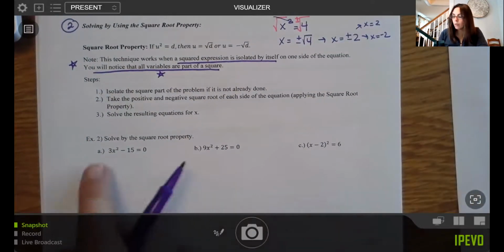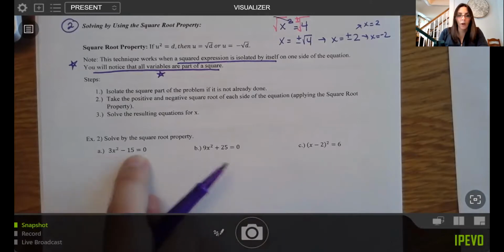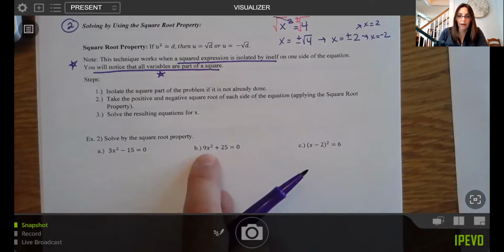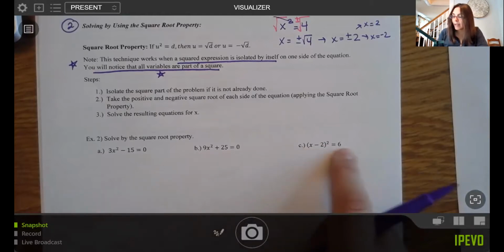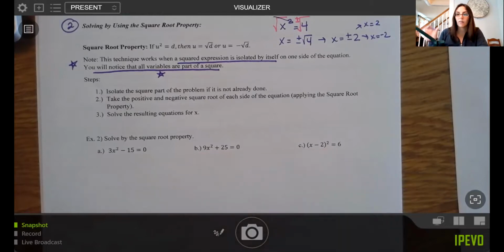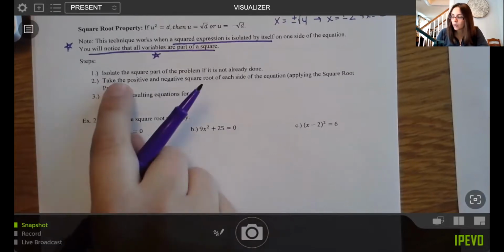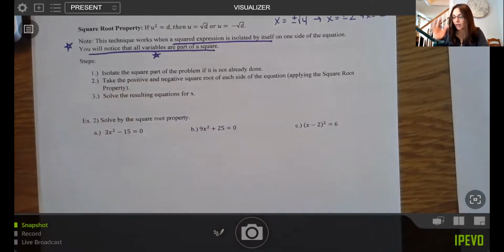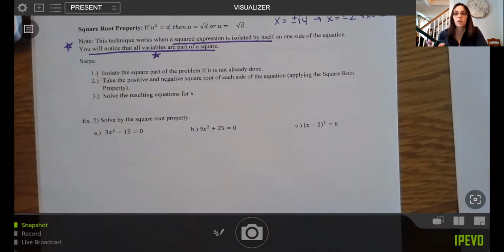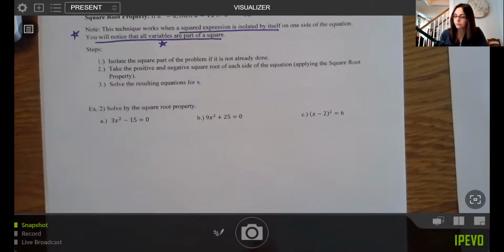In our examples below, though, notice that in the first example, the only x I have is squared. In the second example, the only x I have is squared. And even in this last example, my x is in a square. So this is a nice technique if your variable is squared and you don't have any extra x's hanging around. To solve this, you're going to isolate the square part of the problem if it's not already done, so get it by itself. Then you're going to apply the square root property and take the positive and negative square root of each side. And you're going to continue to solve for x and simplify as needed.